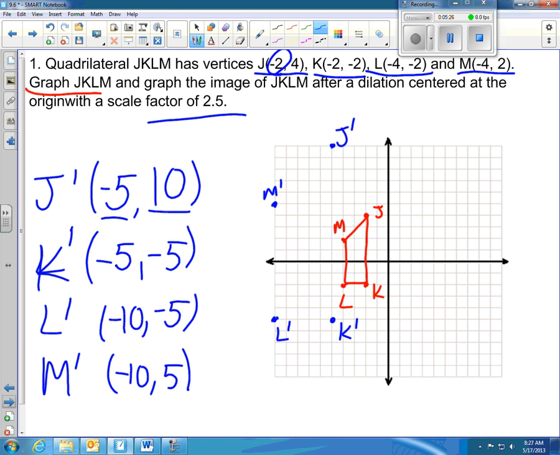M prime. So right to the edge of our graph, we're going to connect these, and now we have our scaled figure with a scale factor of 2.5. Notice how I'm using two different colors. Definitely helps out. So use two different colors to show your two figures.